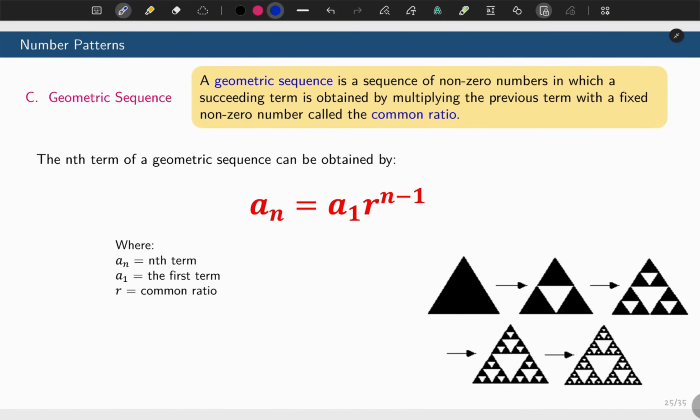The nth term of a geometric sequence can be obtained by the formula a sub n equals a sub 1 times r raised to n minus 1. Your a sub n here is the nth term, the one that we are trying to get, whereas a sub 1 is the first term and r is the common ratio.